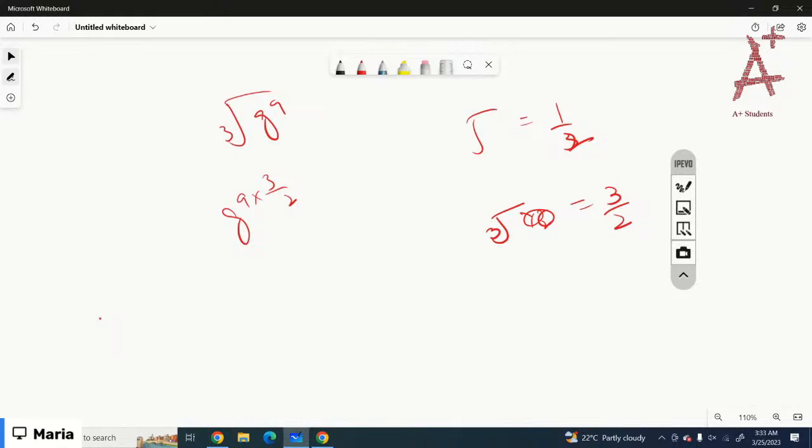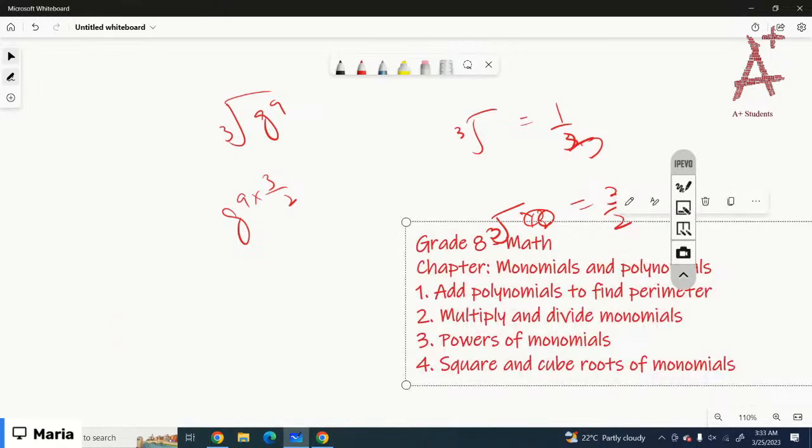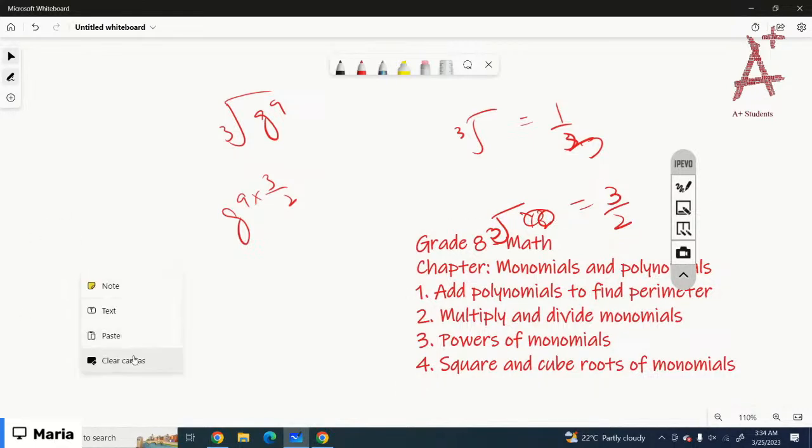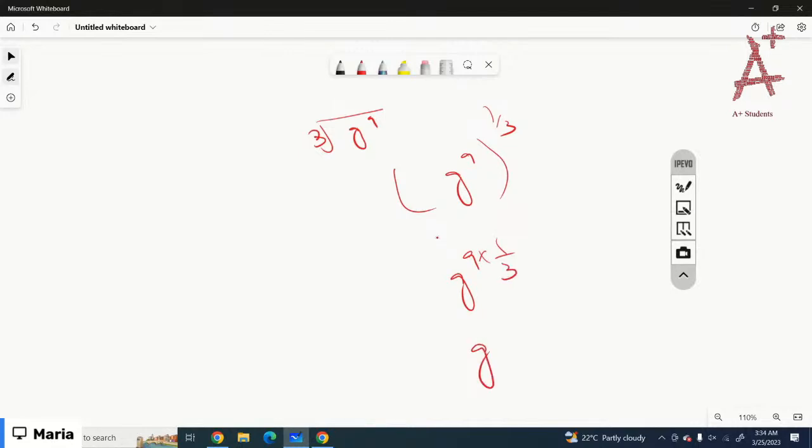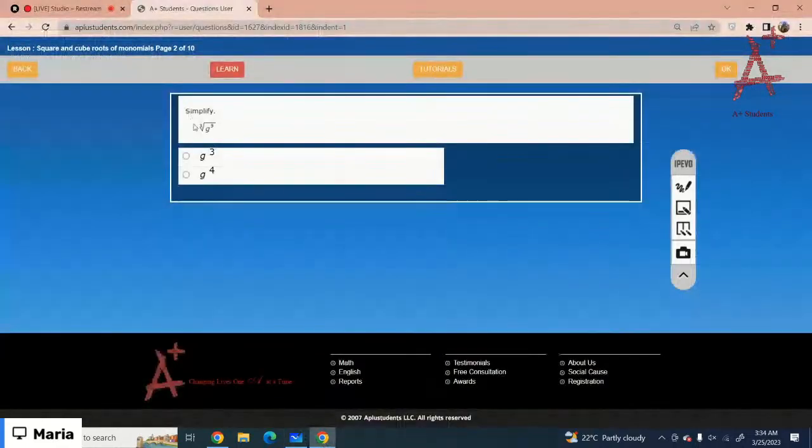I think it is just 1 over 3, not 1 over 2, because it has the exponent 3. Wait, let me just write down again. Cube root of g9. Got it. So you can write it as g9 exponent 1 over 3. So it would be 9 times 1 over 3. So 3 times 3 is 9. So it would be g exponent 3. Got it. So the correct option is g exponent 3. Option number 1 is the correct option.